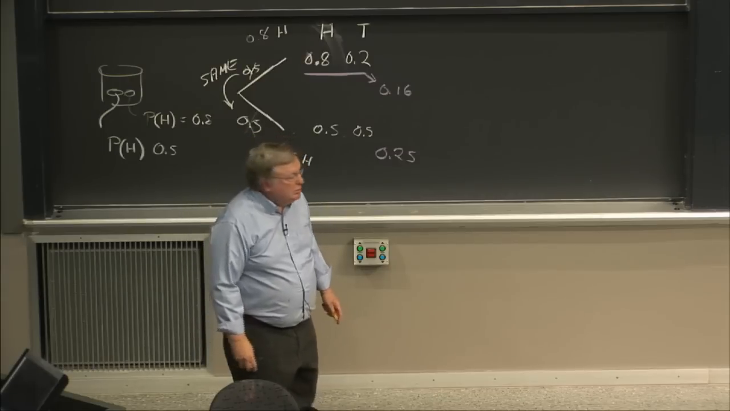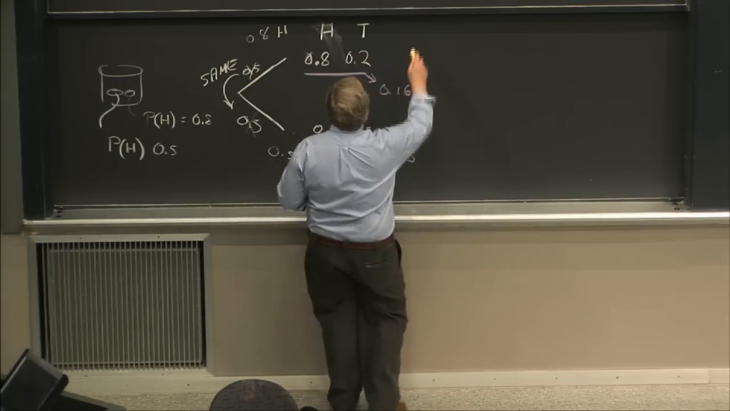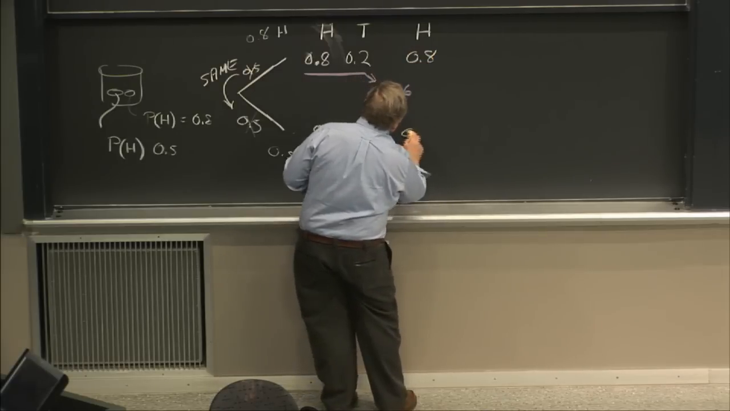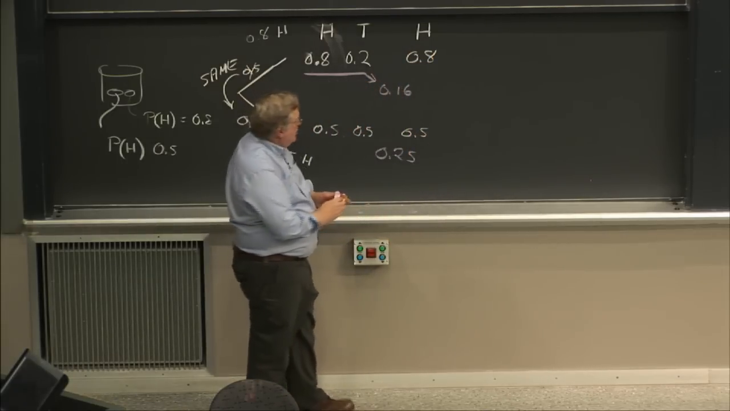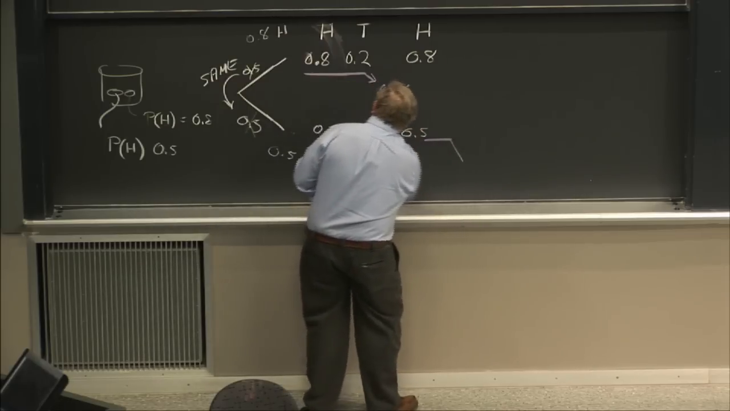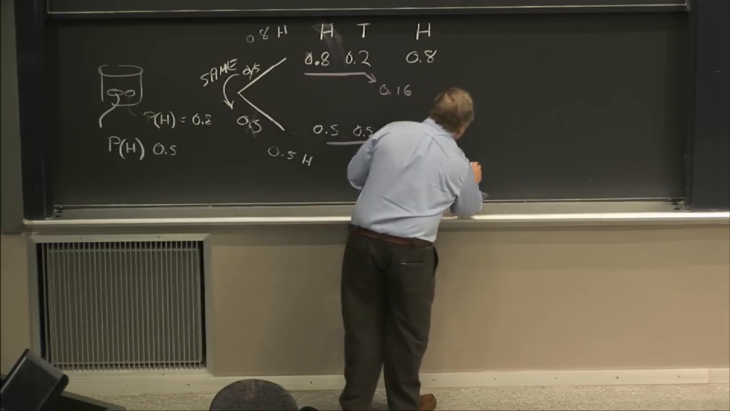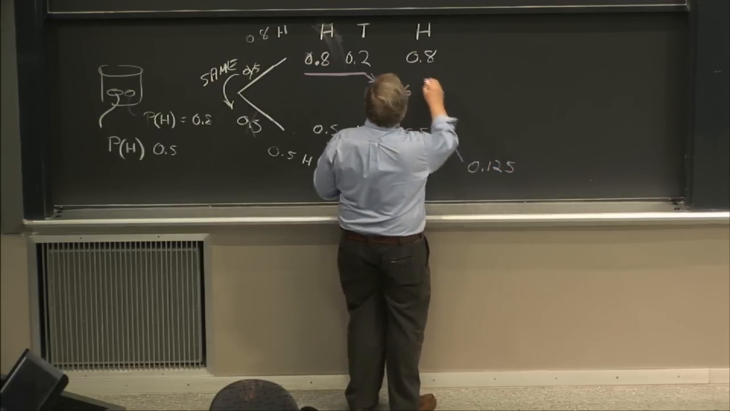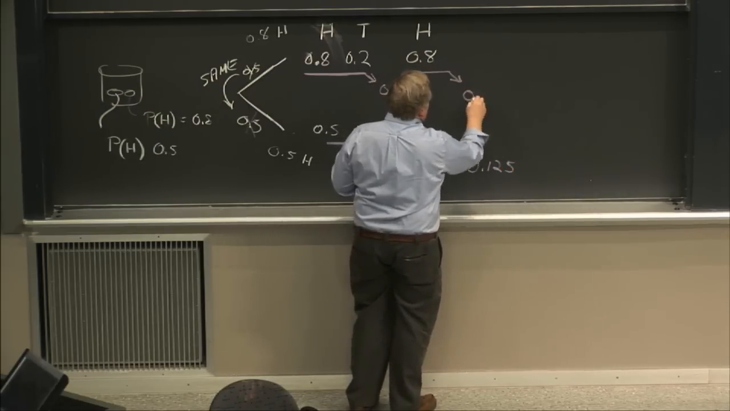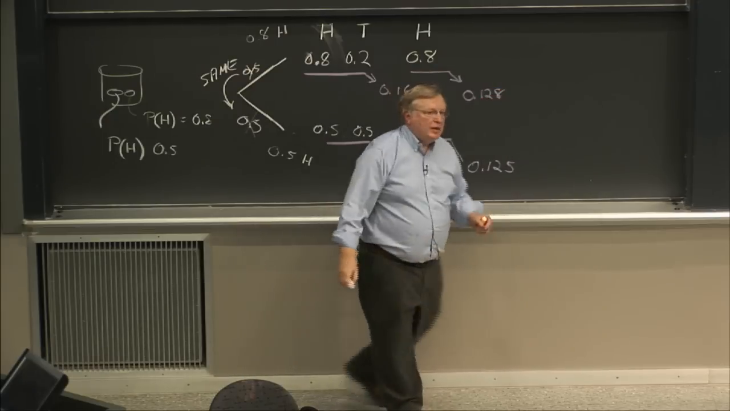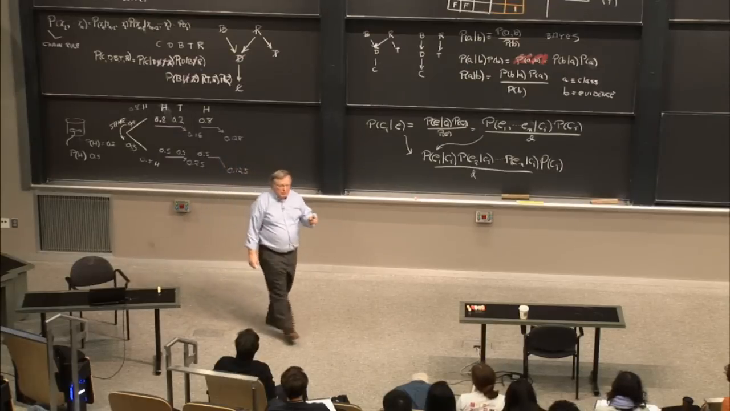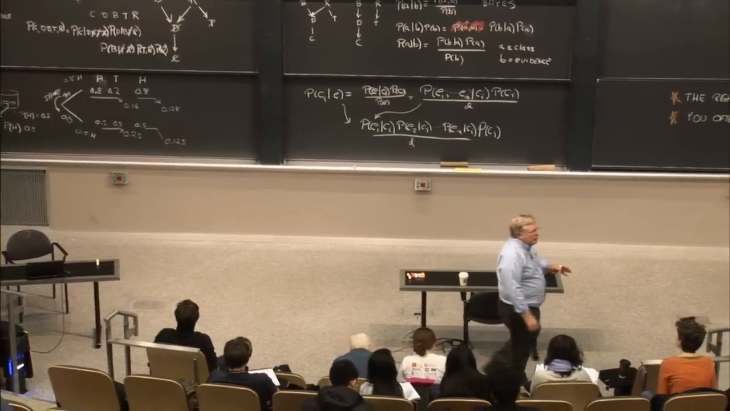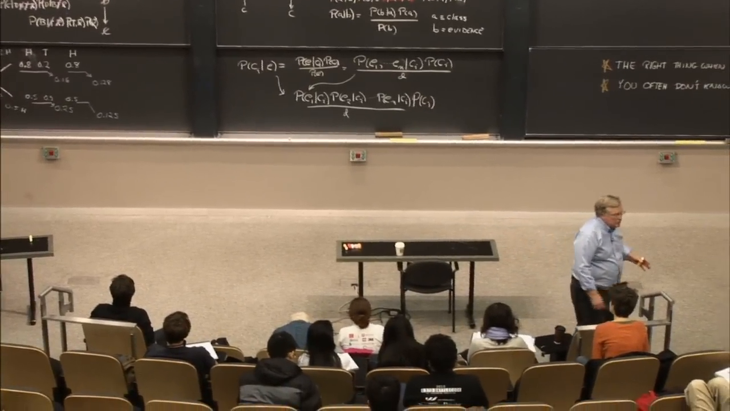One more flip. So let's flip it again, and suppose we come up with a head. That puts a 0.8 in here and a 0.5 in here. And when you multiply those out, that's 0.125, and this is 0.128. So it's about equal. So you see how that works? All right. So we're using the coin flips as evidence to figure out which class is involved.